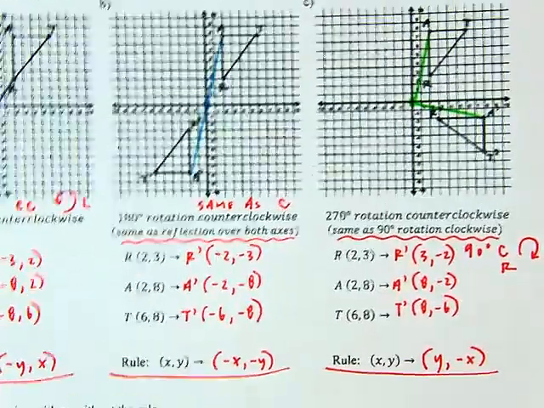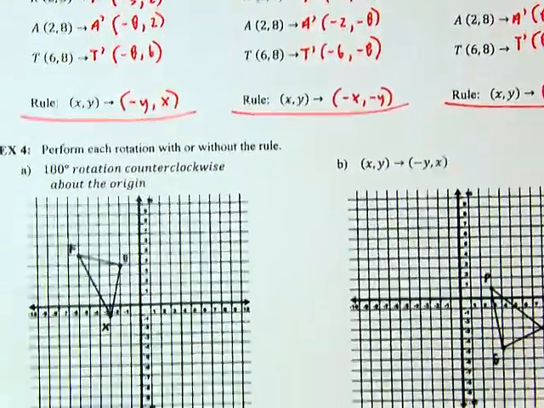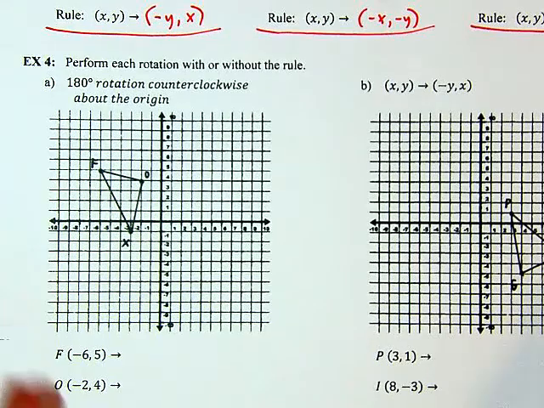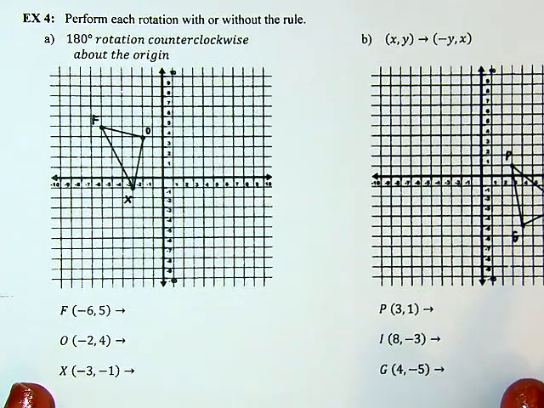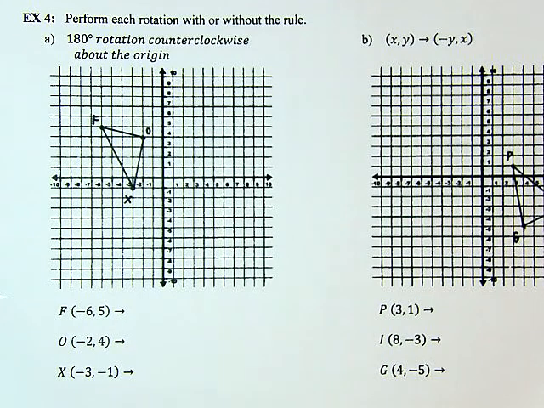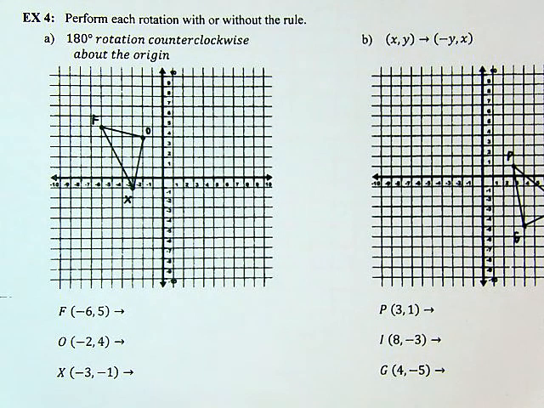All right, so lastly, perform each rotation with or without the rule. It doesn't offend me if you would prefer just to picture that swinging arm or do it straight from your memory, that's fine. I'm just giving you strategies in case you get stuck. If you like to do it just straight from the graph, that's fine. If you like to see the rule and plug in, that is fine too.